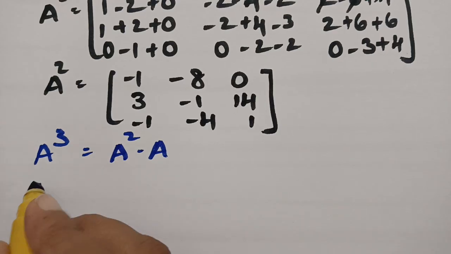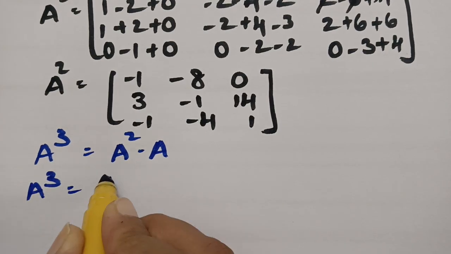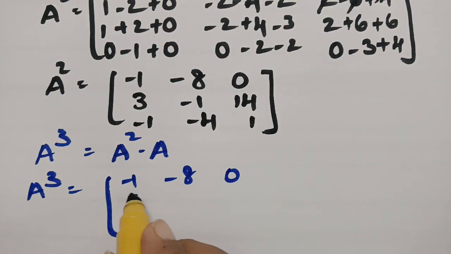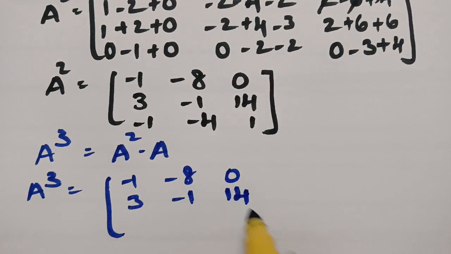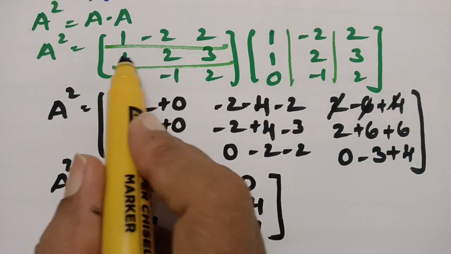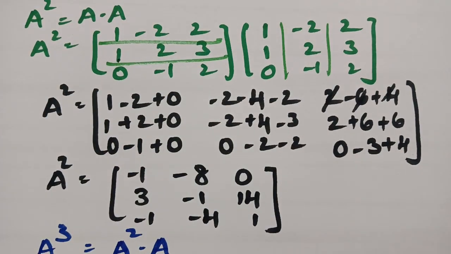So this is going to become A cube. What is our A square? Just now we found that it is minus 1, minus 8, 0. This is 3, minus 1, this value is 14. This is minus 1, minus 4, 1, into the value here is A. So A is very clear: this is 1, minus 2, 2. This is 1, 2, 3 and this is 0, minus 1, 2.